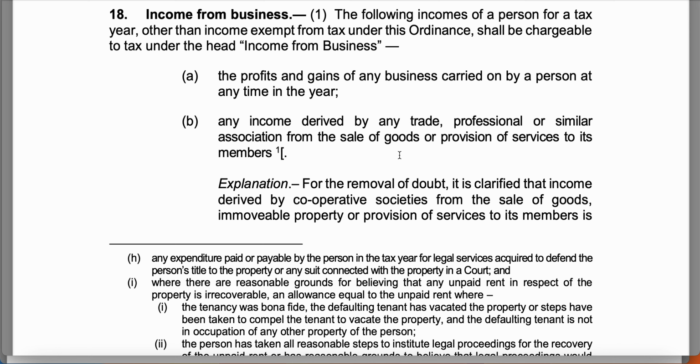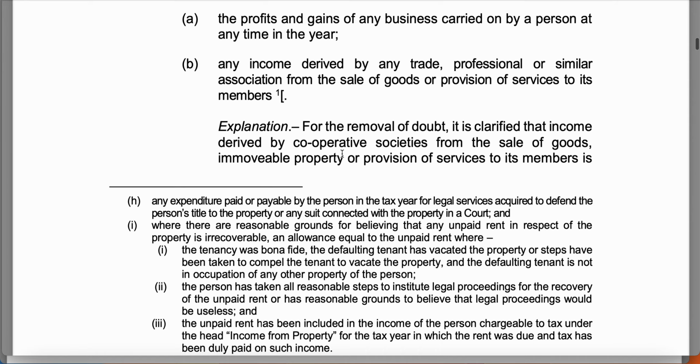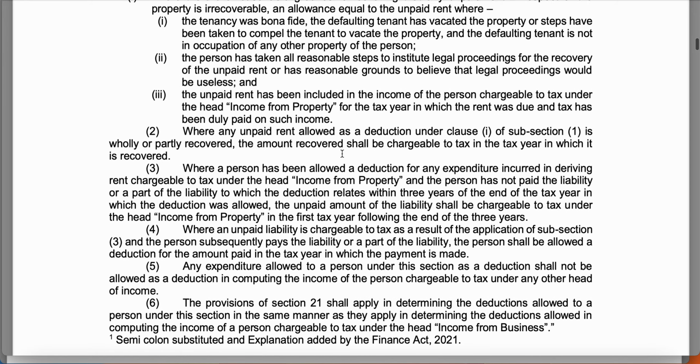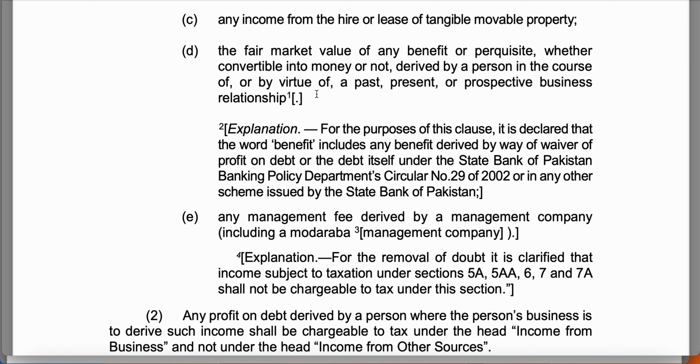And if they provide sale of goods or provision of services to their members, then any income earned will come here, income from business. And the explanation is that it includes the income earned by a cooperative society. Moving on, so this was a special scenario. This is also the other one. This clause C is also a special scenario.